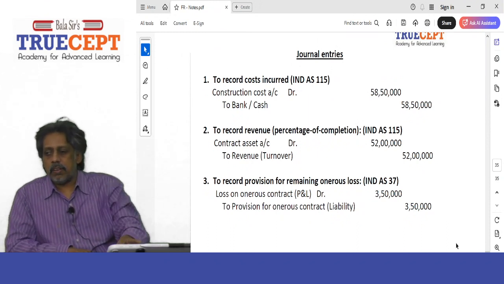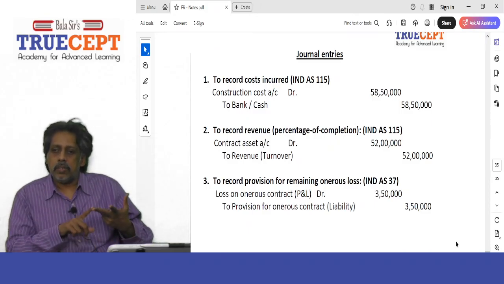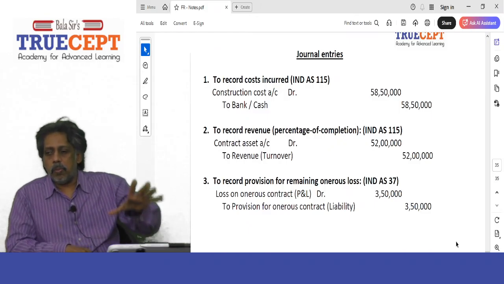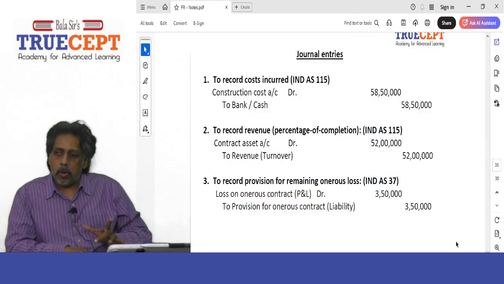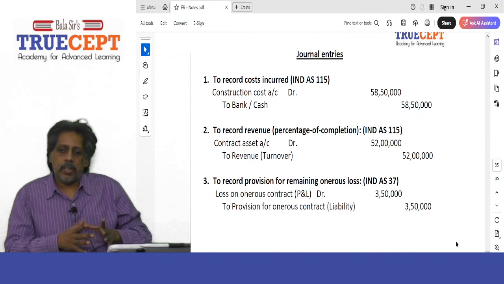Now, what is the entry for the rupees 3 lakh and 50,000 loss to be provided? You should debit your profit and loss account. That is a loss that you are going to incur on what contract? Onerous. An onerous contract means it is a burdensome, troublesome contract where you're going to incur a loss, a money losing contract. Then credit provision for onerous contract, and that provision will appear in the balance sheet as a liability. Is that fine?